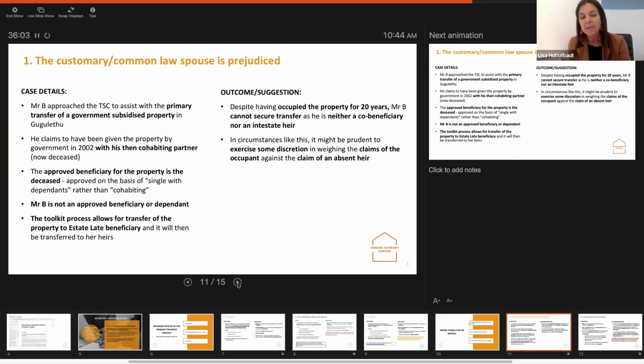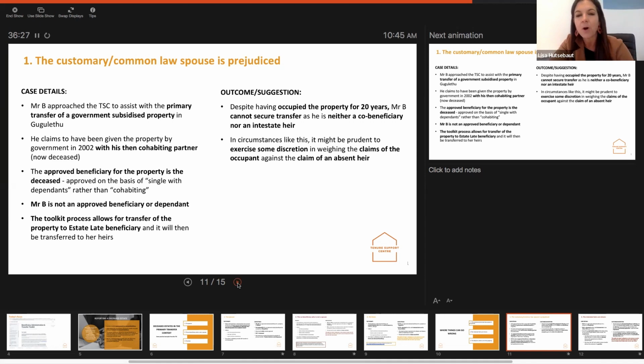So had he been married to her customarily, as opposed to just living with her as a partner, he would be in exactly the same scenario. He would not be a valid intestate heir unless he goes through quite a process to try and prove that customary marriage. And he's also not approved as a co-beneficiary. So he finds himself in exactly the same scenario.